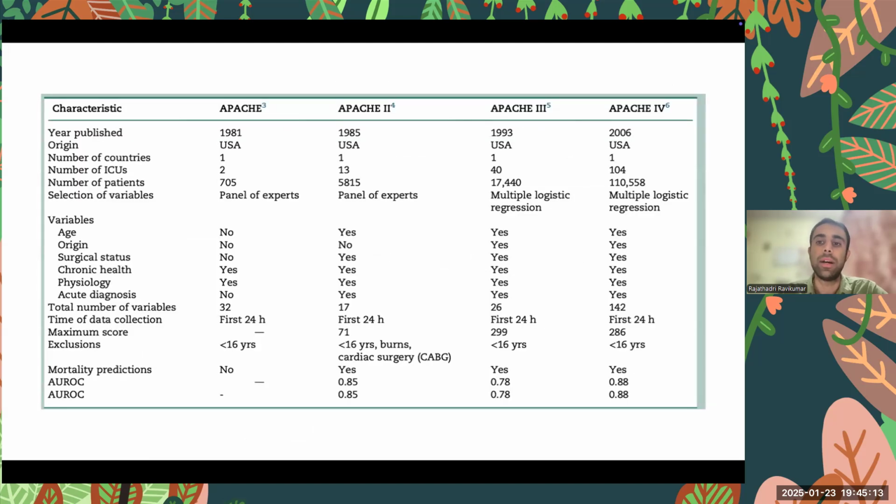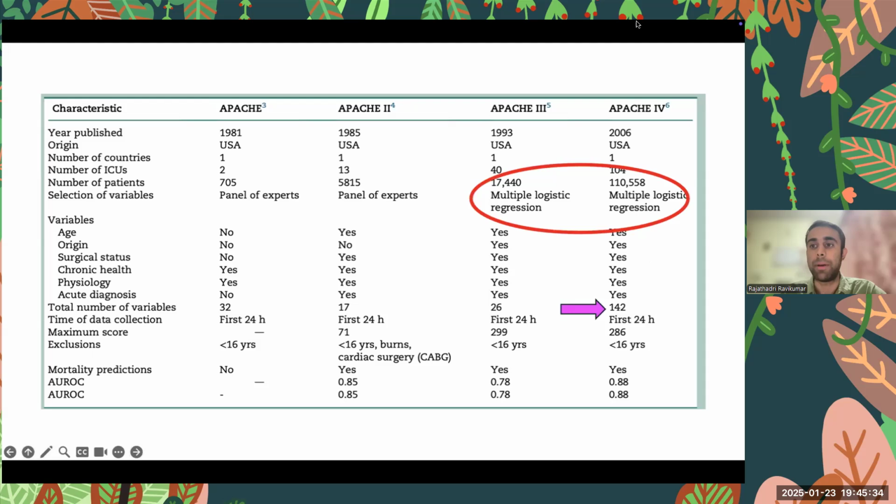Then came in 1993 Apache 3, then in 2006 Apache 4, with a huge number of patients, but the major important change was the use of multiple logistic regression, a statistical method, to select the variables. And second thing, if you see here, it is 26 variables, still okay, but Apache 4 has 142 variables, very data intensive, very difficult to calculate the Apache 4.